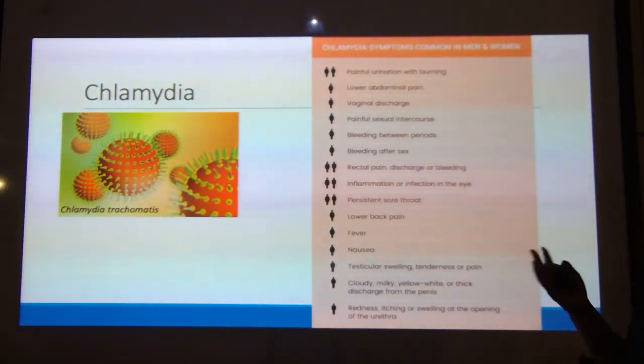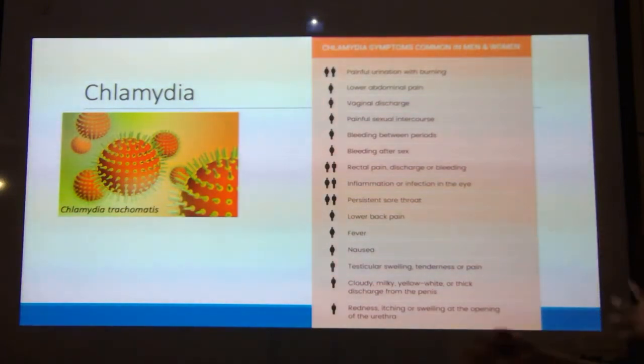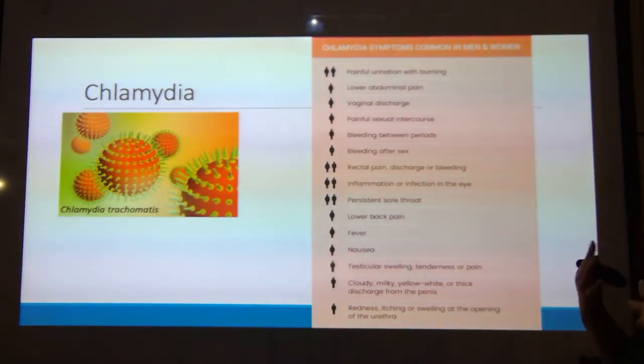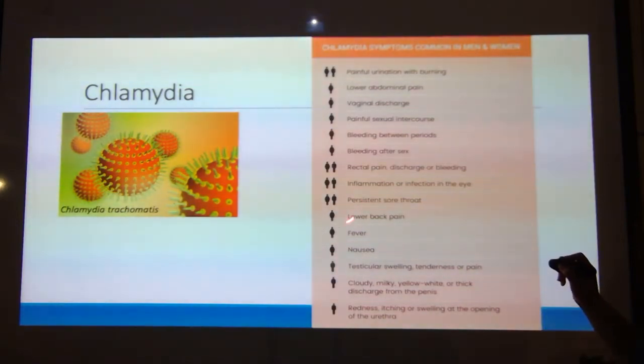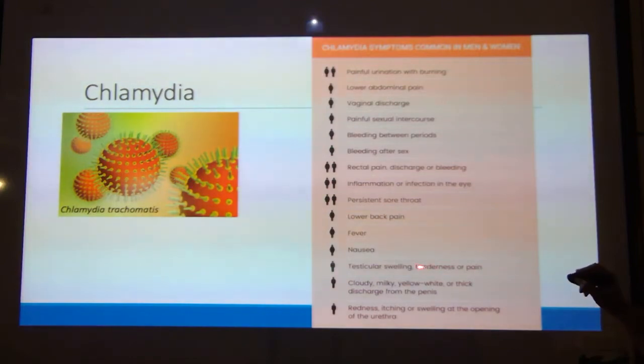Again, it can transfer from one place to another depending on what your sexual activity is. Male and female, persistent sore throat. Female, lower back pain. Female, fever. Female, nausea. Male, testicular swelling, tenderness, or pain. Male, cloudy, milky, yellow, white, or thick discharge from the penis. Male, redness, itching, and swelling at the opening of the urethra.